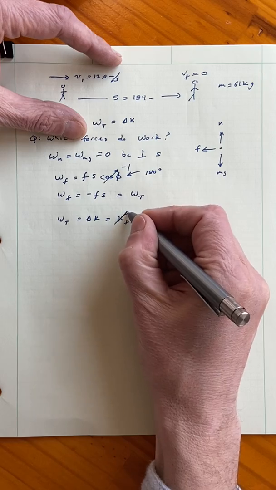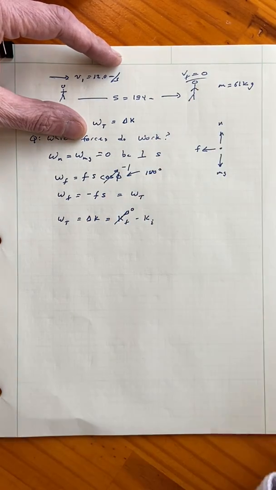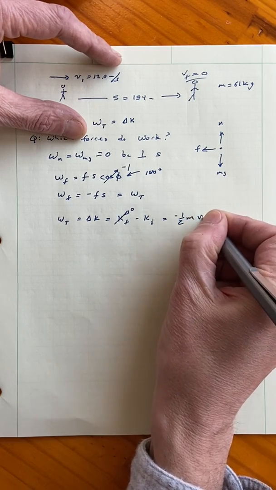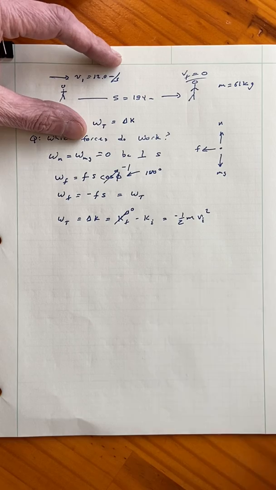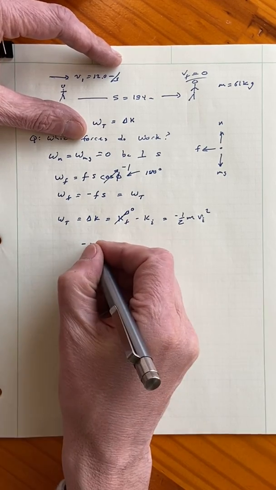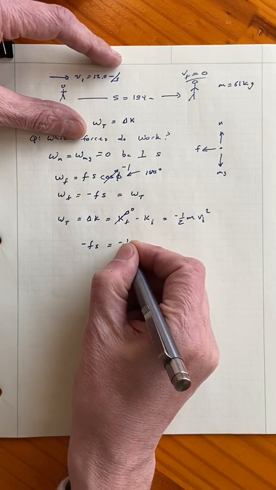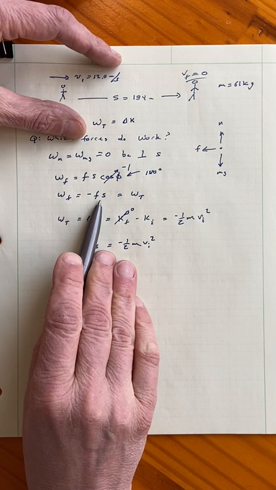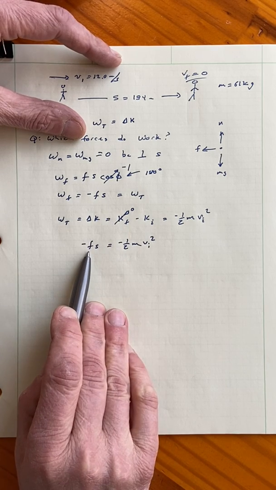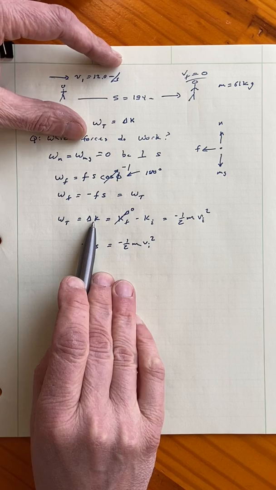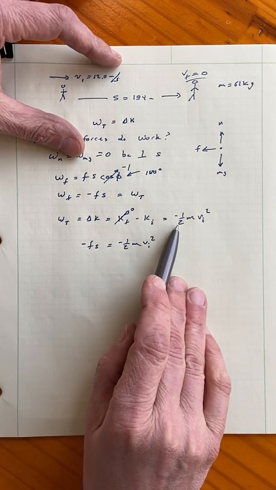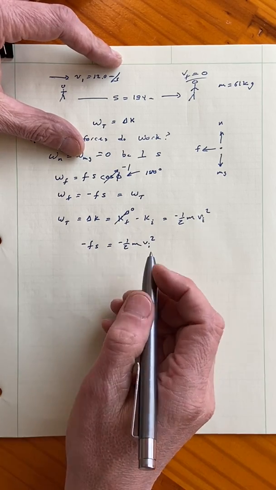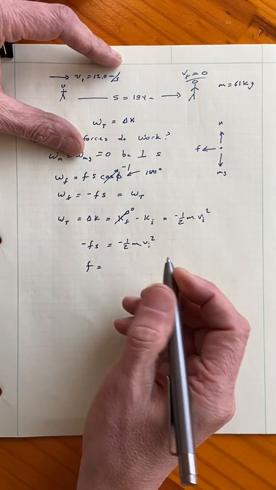And the final kinetic energy is 0 because the final velocity is 0. So this just has to equal minus 1/2 m v initial squared. We end up with an equation here. Let me explain it to you. The total work, which we figured was the work done by the friction force, has to equal the change in kinetic energy, and since the final is 0, it's just -1/2 m v squared. So it looks like we can get pretty quickly to an expression that tells us what the friction force is.